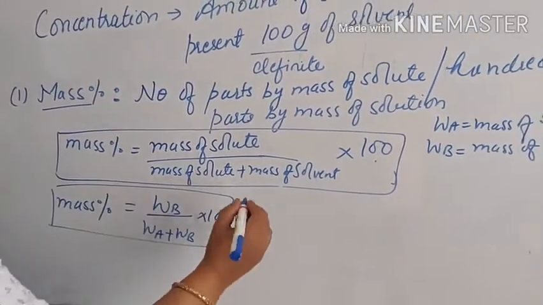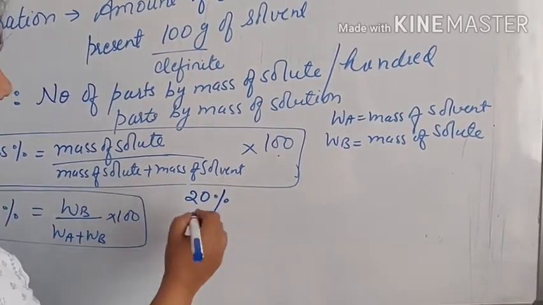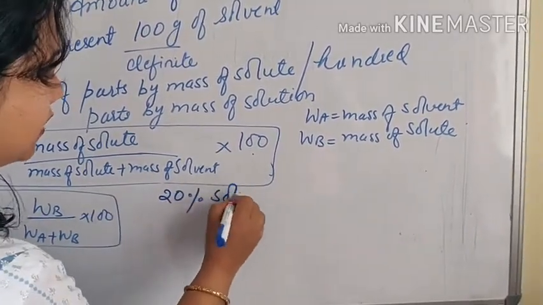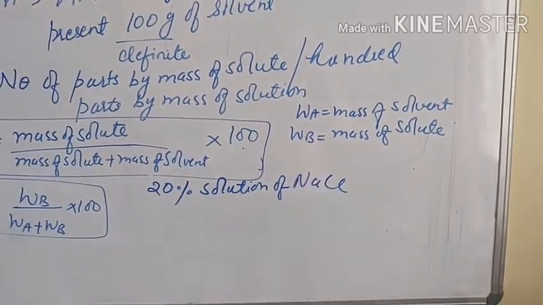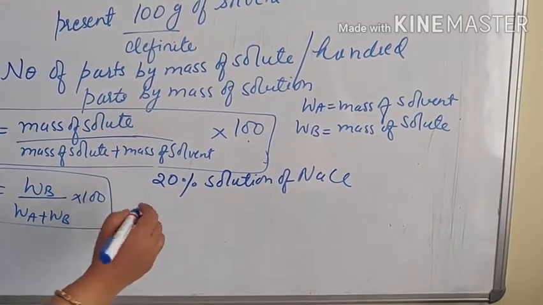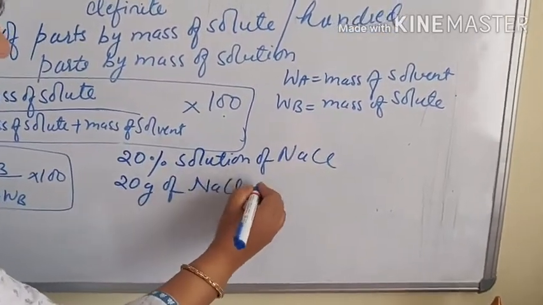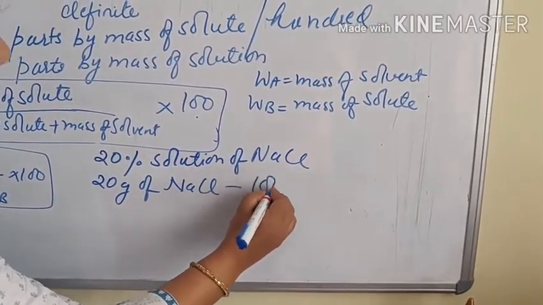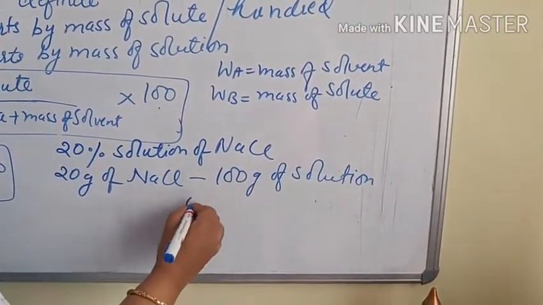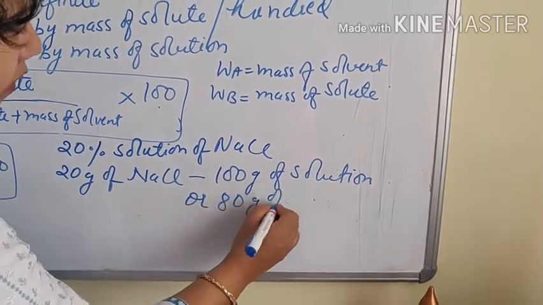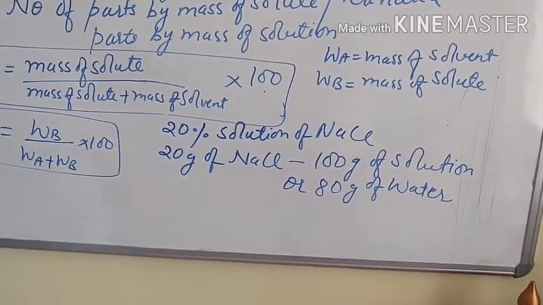For example, if suppose you find somewhere written like that, 20% solution of NaCl. Now what does it mean? 20% solution of NaCl means 20 gram of NaCl present in 100 gram of solution, or we can say present in 80 gram of water. So this is how we can represent mass percent.